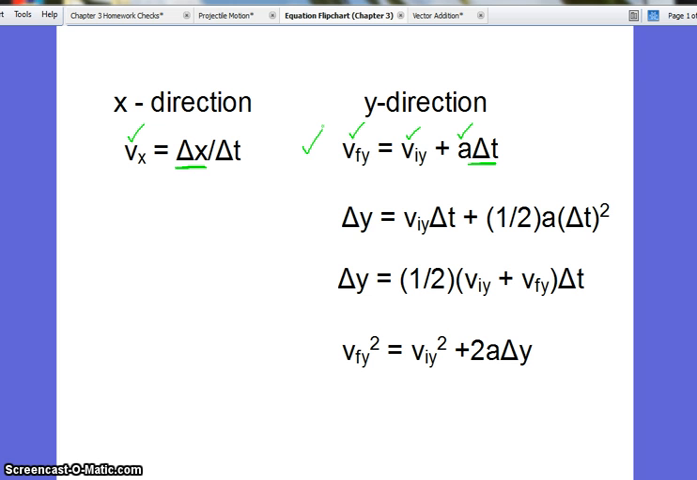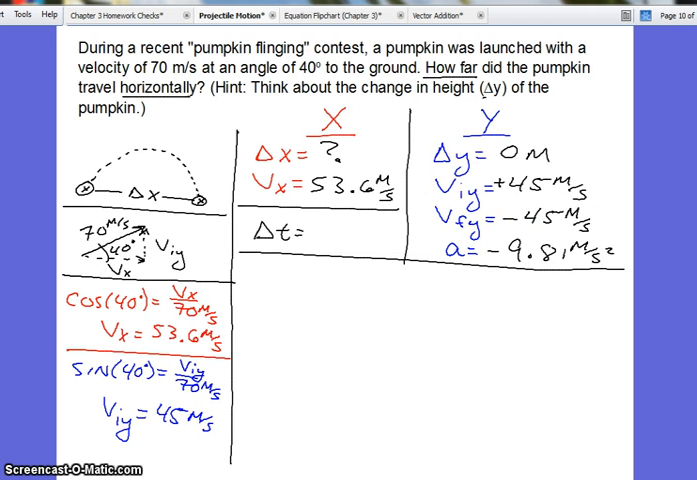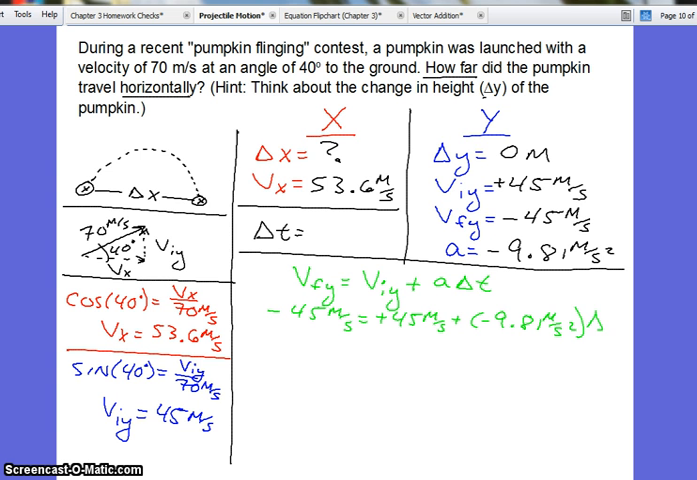So this is our equation, but it's not the only equation we could use. Understand that we could also use this second equation: delta y is 0, Viy is 45, and a is negative 9.81 meters per second squared. But out of all the equations, I think the first one is probably the easiest, although it's not the only one. So let's use that one. Vfy equals Viy plus a delta t. We have Vfy is negative 45, Viy is positive 45, a is negative 9.81, and we're solving for the time.